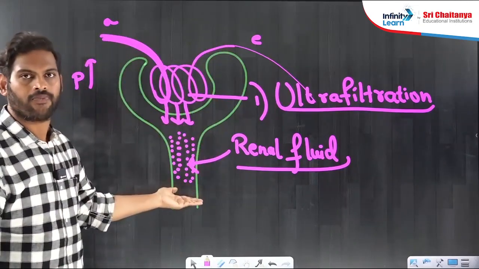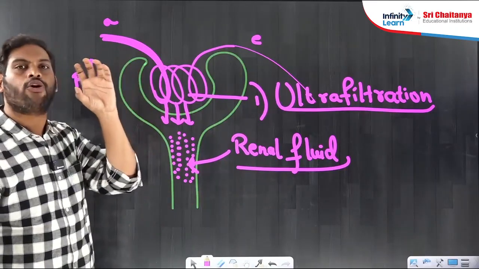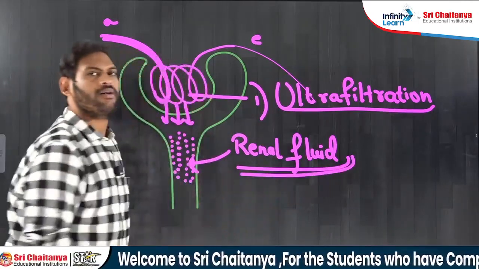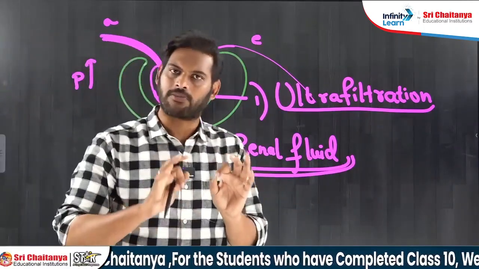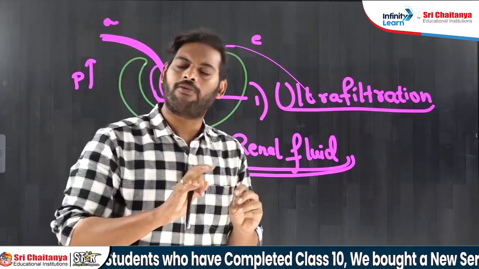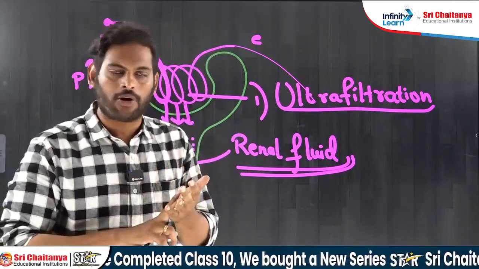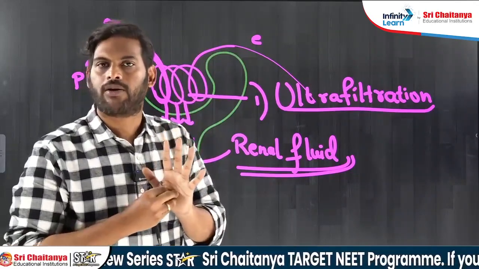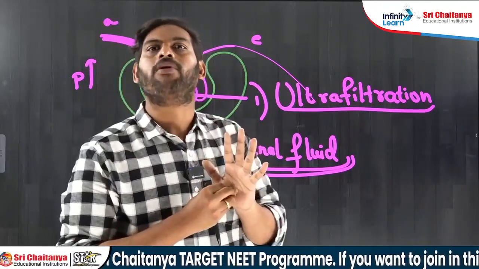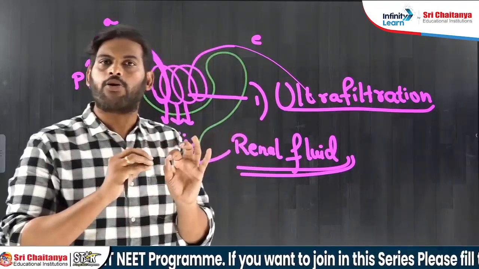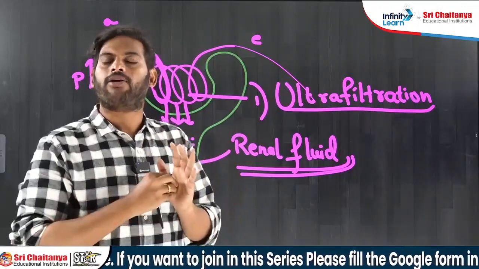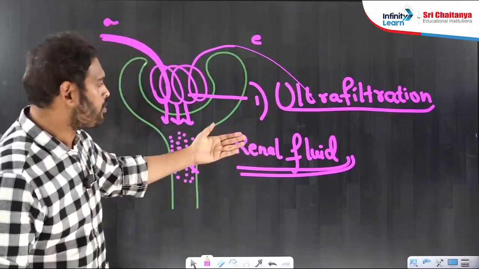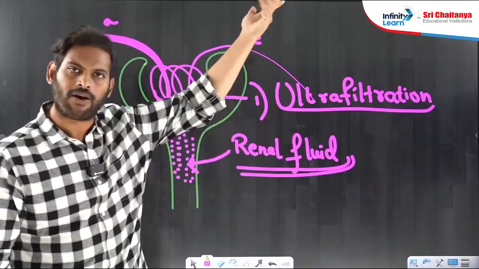into renal tubules. The liquid which got filtered from blood is referred to as renal fluid. Renal fluid is almost the same as plasma. Renal fluid is almost the same as blood, except renal fluid does not consist of large proteins or RBC, WBC, platelets. What do you call those combinedly? Formed elements. Renal fluid does not have formed elements, or any large proteins either. The composition of renal fluid is almost the same as that of plasma.